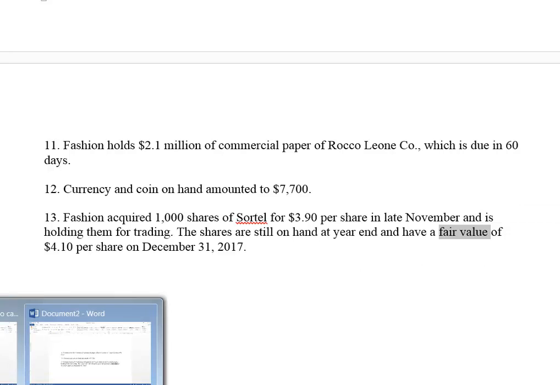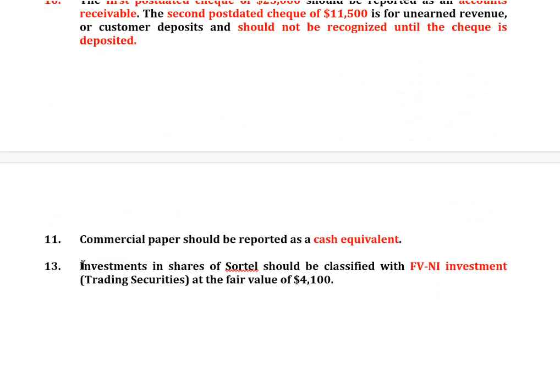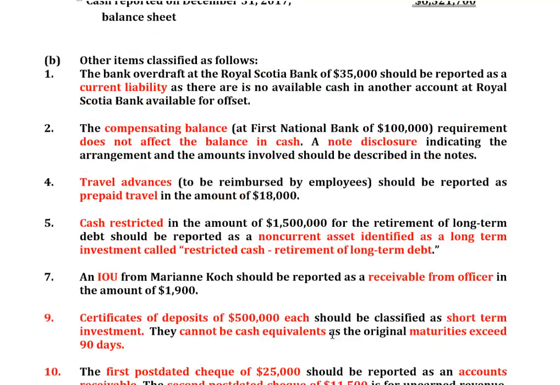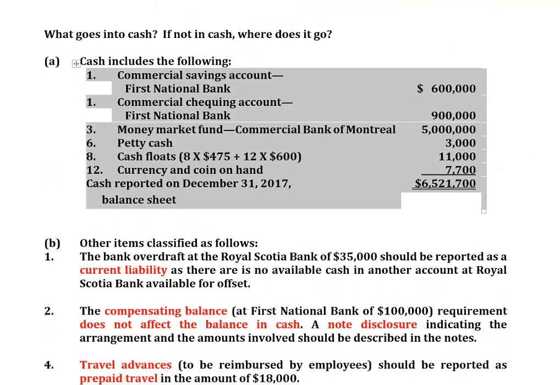So in our solution, what we have is down at the bottom, the investments, because they're trading securities, are fair value through net income, and we would show them at a fair value of 4,100. So we've looked at everything that needs to go into cash, which is right here, and everything that doesn't go into cash, we found a home for.